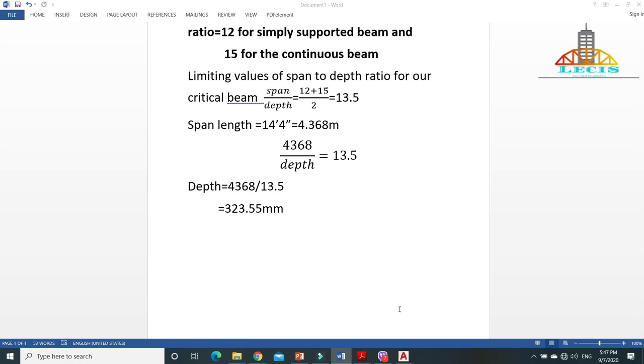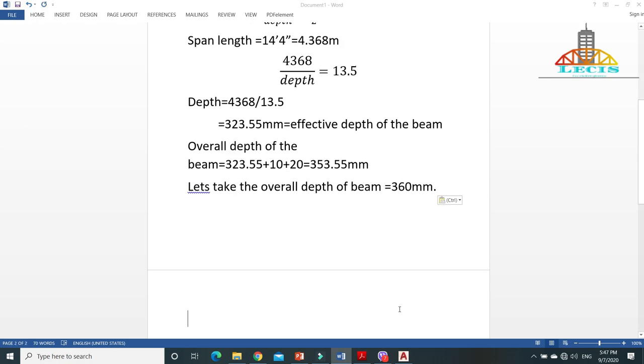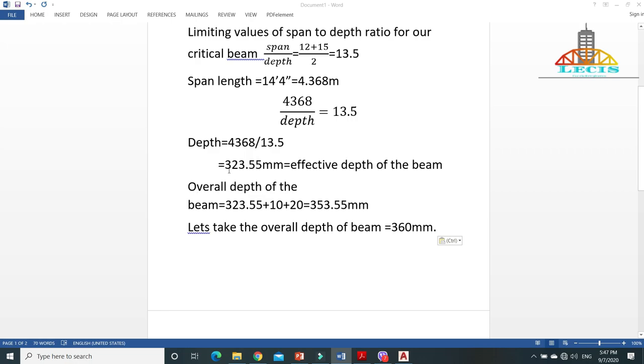So we should add half the reinforcement diameter and clear cover, that is effective cover, to the effective depth of the beam to obtain the overall depth of the beam. So 323.55 mm is the effective depth of beam, and for the overall depth, here I use 20 mm reinforcement steel. So overall depth equals effective depth plus half the reinforcement dia, that is 10 mm, plus 20 is the clear cover, which equals 353.55 mm. So let's take the overall depth of the beam as 360 mm.